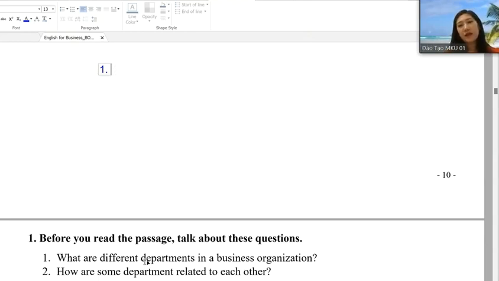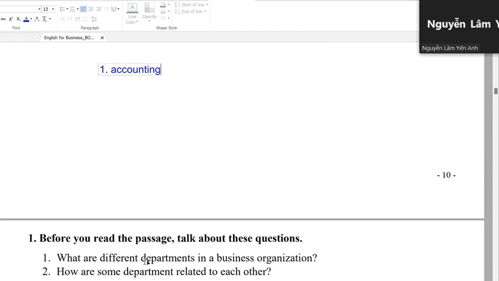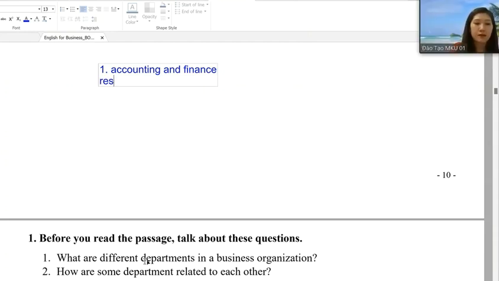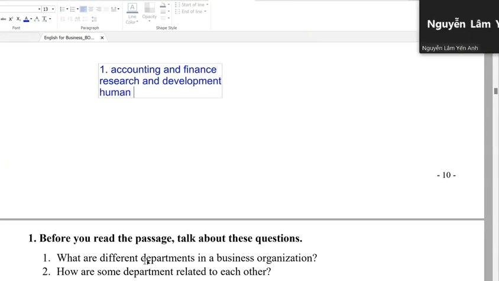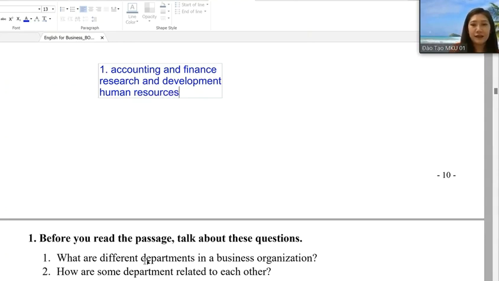Department in this situation is not an apartment. It means phòng ban. Phòng ban, that's right. And tell me some departments in a business organization you know. Finance and accounting. Accounting and finance. Sales and marketing. And human resources. And research and development. And production, yes, okay, except that I forgot. Yeah, production, and so on.